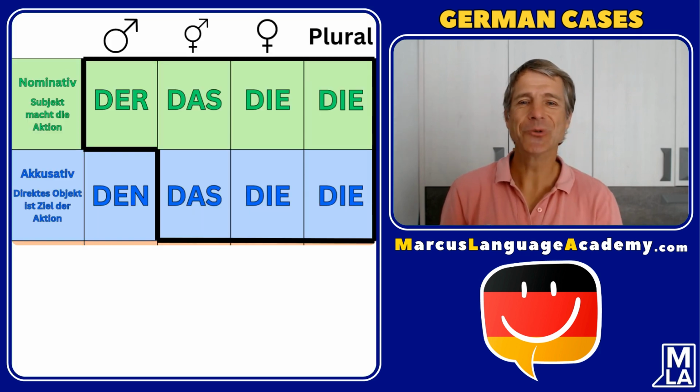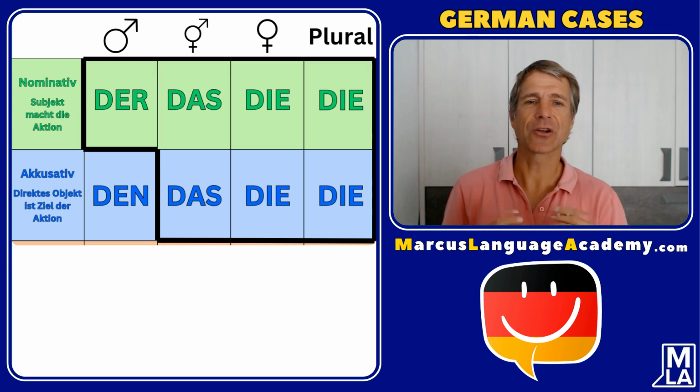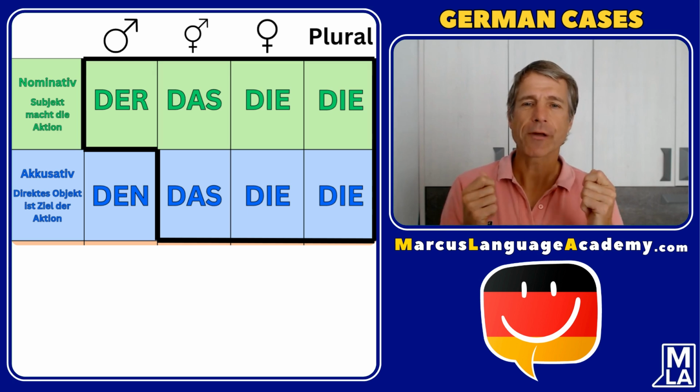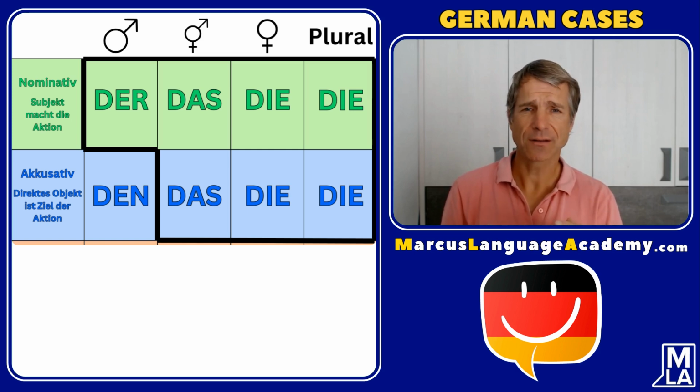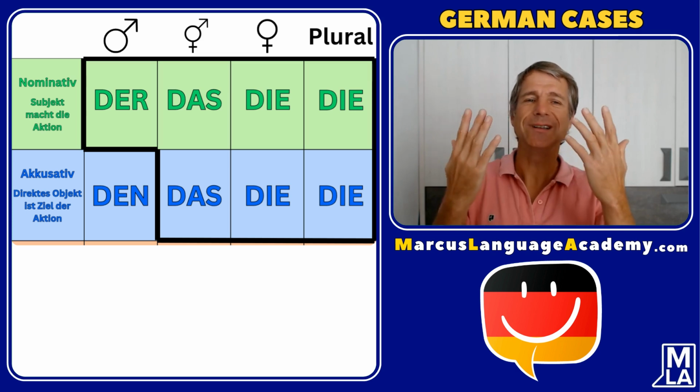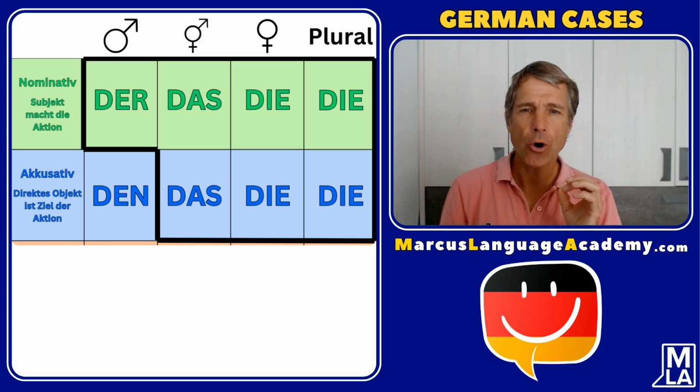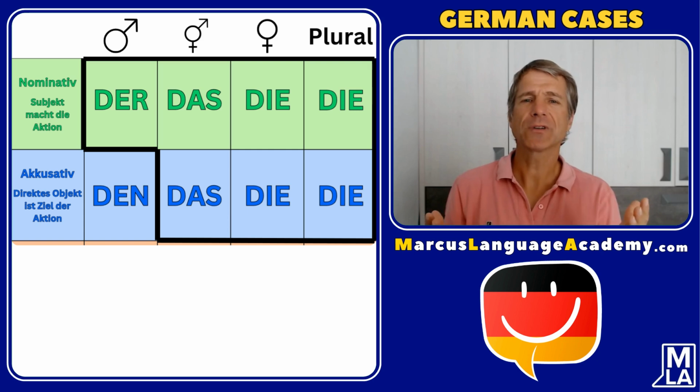Now let's move to blue, the accusative. This is where things get interesting. In German, when a masculine noun becomes the direct object, the target of the verb, it changes. Der changes to den. This is the only major change in this case. But what about the others?